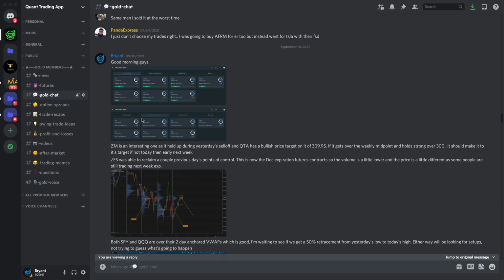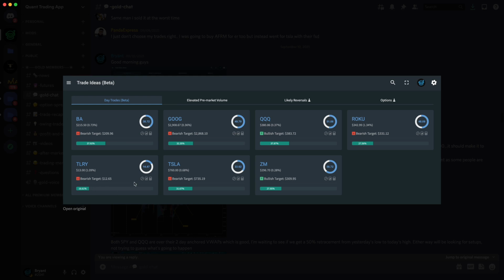But this was a little bit of a special case here, and as we can see, this was pre-market on Friday. This is exactly what's posted in the Discord. It comes straight from the website. All the members have access to it. I just post it in the Discord just in case anyone doesn't have time to check it pre-market, and to make it easy for everyone.